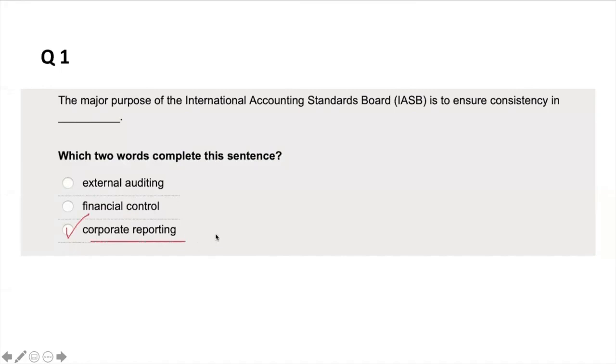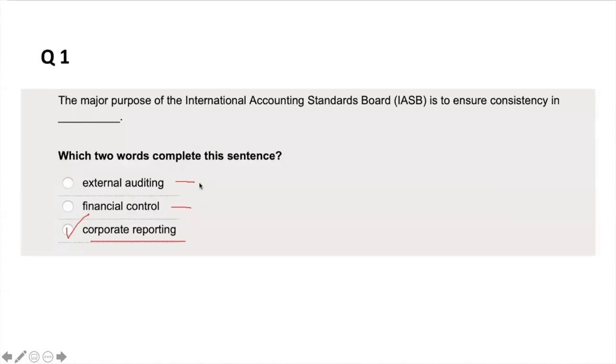The IASB helps draft and establish these accounting standards so companies and stakeholders can understand the financial reports of different companies. They're not there to provide financial control, of course. There is nothing related to control in anything. And of course, they're not there to do any audit. That is done by an audit firm, okay? Other organizations that come in and check independently the financial reports of companies.